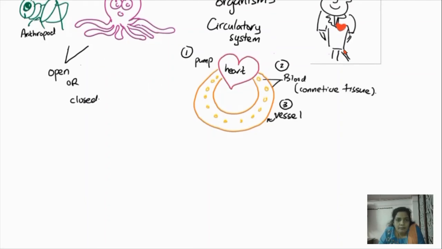Got it, everyone? So some more points we also have to learn. See here, there is no blood vessel. Here, blood vessel is present. There is no blood vessel, and here blood vessel is present.